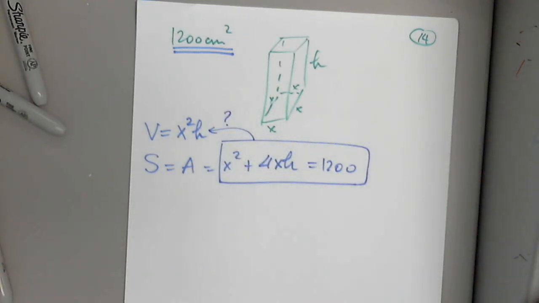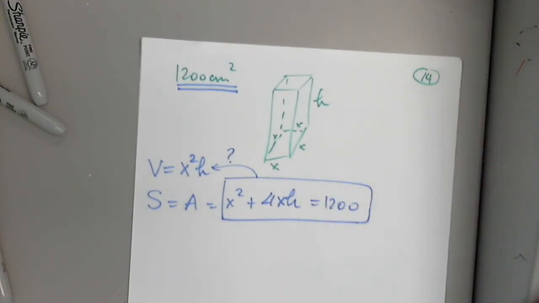What do I need? Yes, please. Why is it 4x? I was thinking how you got that x squared plus 4xh. Very good. So let's look at this box. The volume of this box is the area of the base times the height. Assuming that it's square, the base is not a square in this drawing, it's a rectangle, but assuming it's a square, I have x times x, so it's x squared times the height.